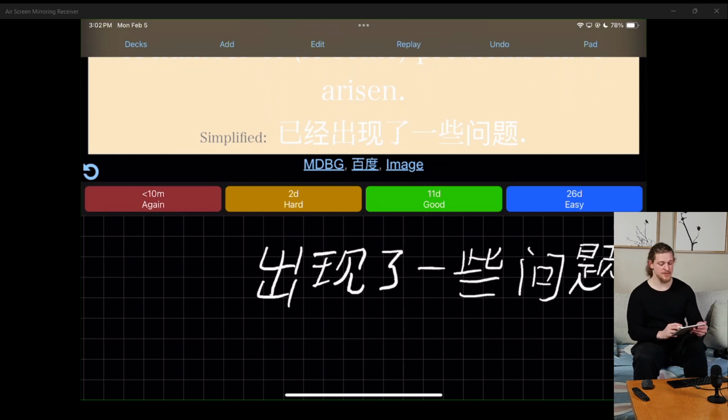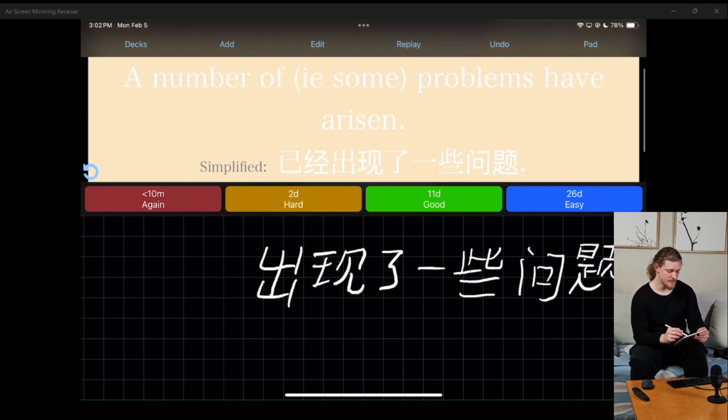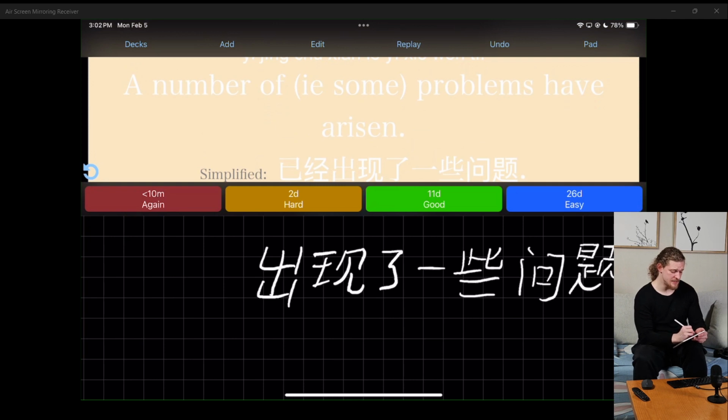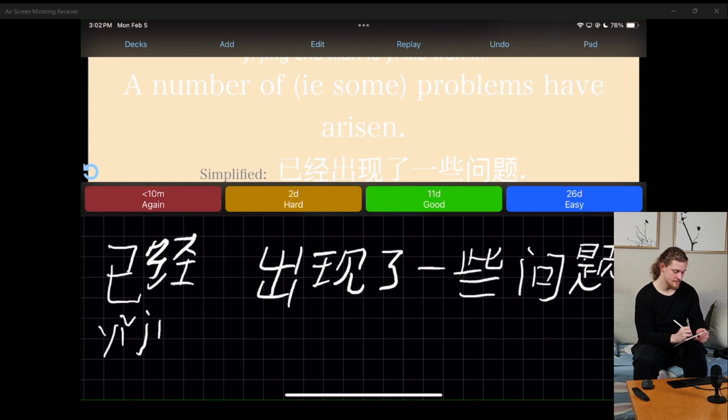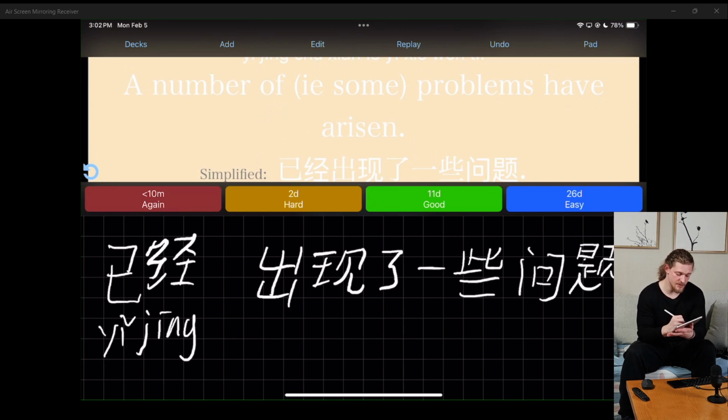Alright. 出现. Alright. 已经 means already. 已经 is already. 出现了. 出 means to go somewhere. 出. This is different from the 去.